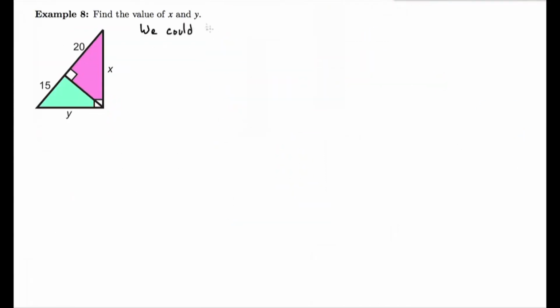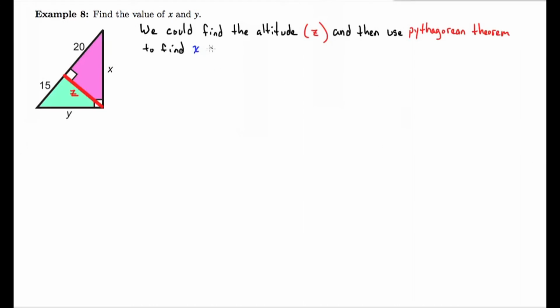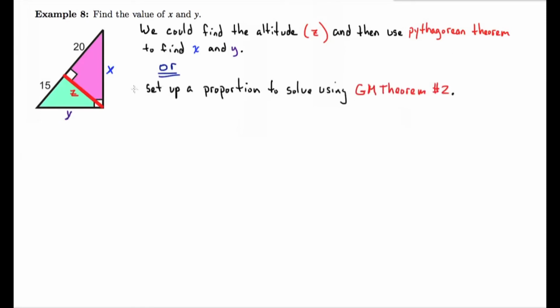Okay, example 8. Find the value of x and y. So I'm putting a z here. We could find the altitude and then use the Pythagorean theorem to find x and y. Or we could set up a proportion to solve using the geometric mean theorem number 2. And since this one is the difficult one, or one that we're not familiar with, let's try that one first.